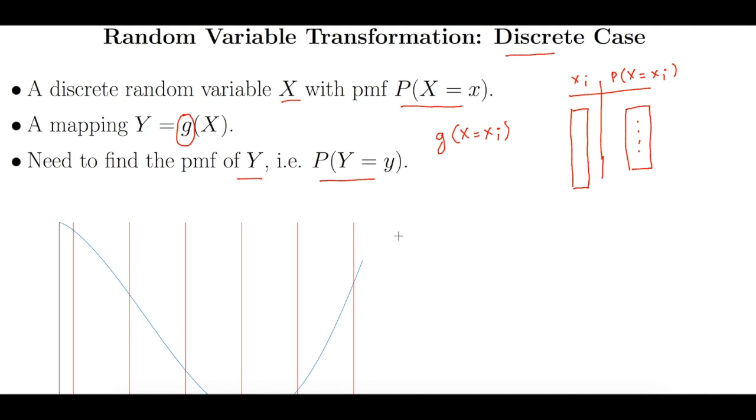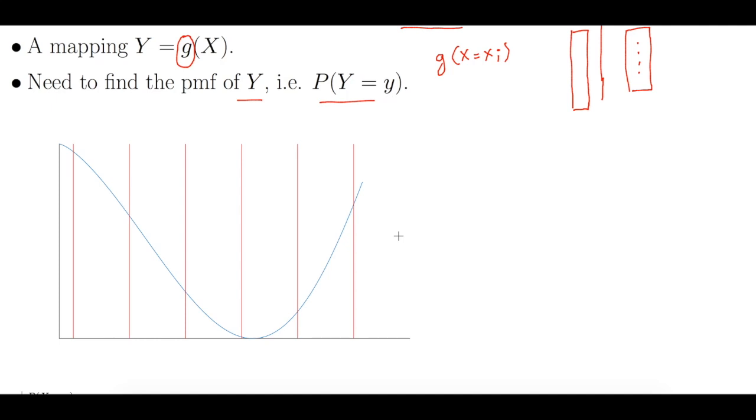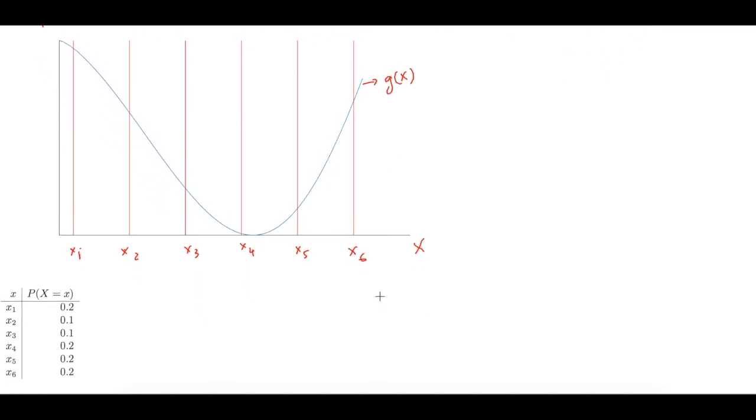So let's start with how we proceed to find the PMF. Let's say this blue thing is my g of x. This is my x and this is my y. Now these red lines are the values where x is defined. So this is x1, x2, x3, x4, x5 and x6. Then we have a table for each of these, so these are the probabilities, and you can check that these add up to 1.